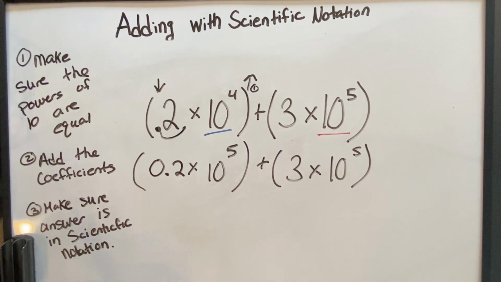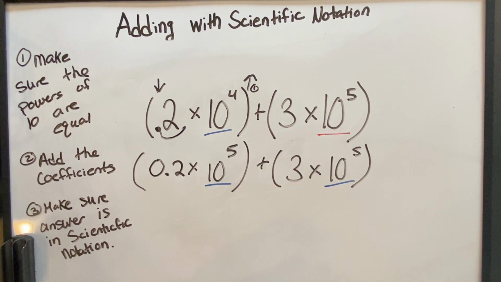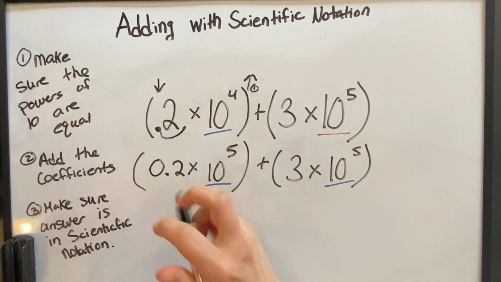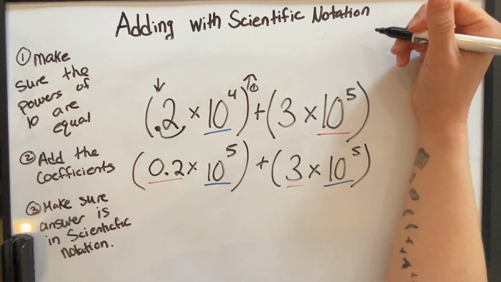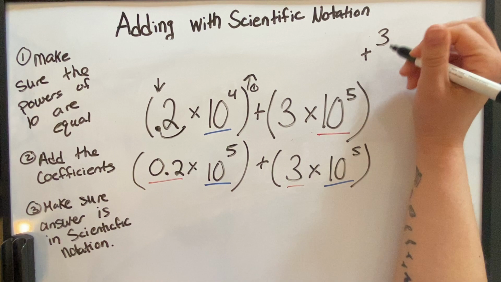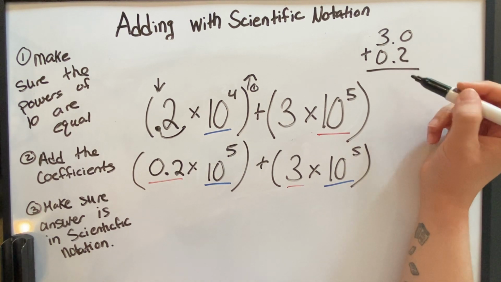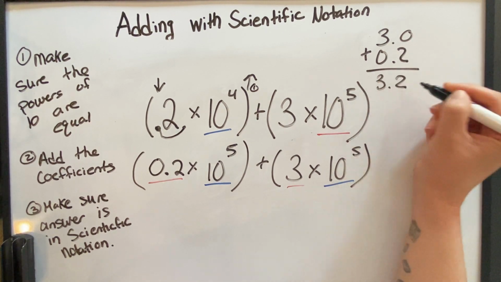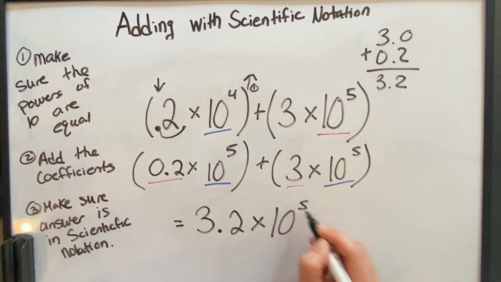Alrighty, let's go through. Step 1, make sure my powers of 10 are equal. 10 raised to the fifth power, 10 raised to the fifth power. Beautiful. Step 2, add the coefficients. So this is a coefficient of 0.2, coefficient of 3. So I'm going to do 3 plus 0.2. And if you have a hard time doing this math, you can absolutely use your calculator. So this will become 3.2. So my answer would become 3.2 times 10 raised to the fifth power.